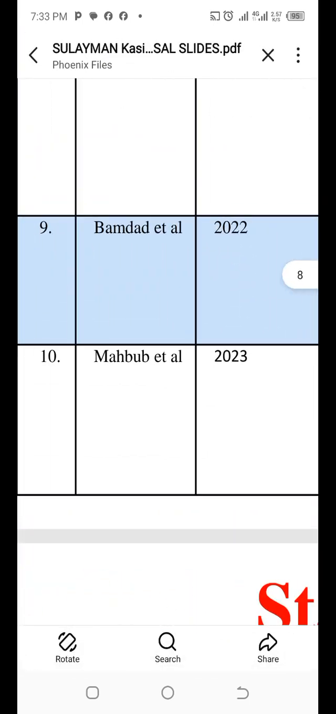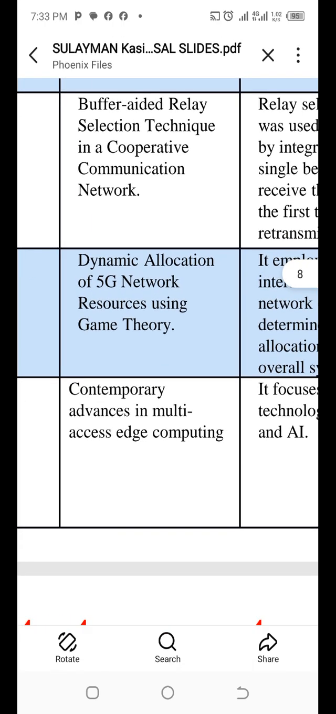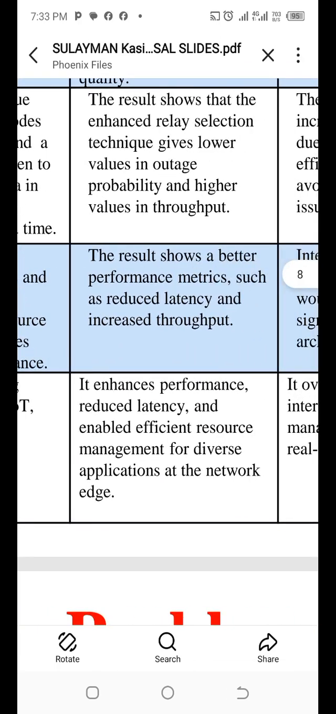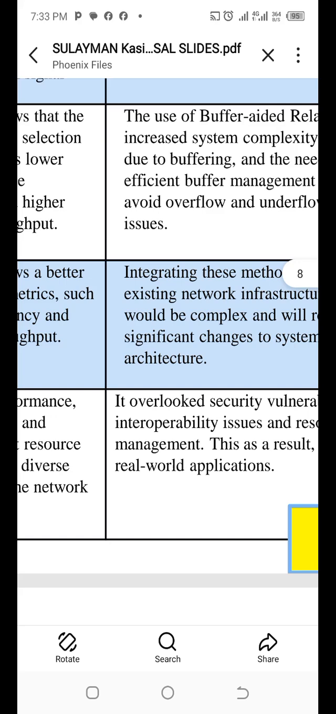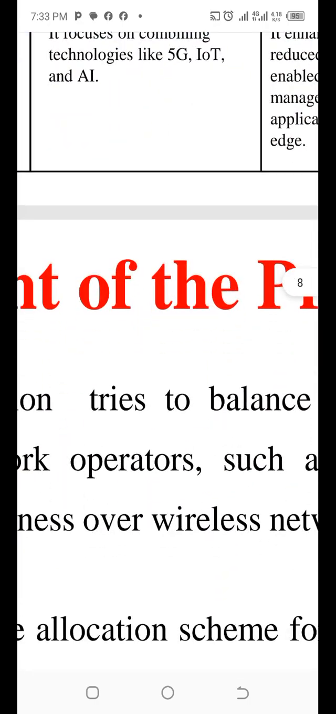Also, in 2023, Mabuk et al. proposed a topic titled Contemporary Advances in Multi-Access Edge Computing, and the approach used here is the integration of 5G technology, Internet of Things, and artificial intelligence. This approach also enhances the performance and reduces the latency. But the challenge here is that it overlooks security vulnerability. As a result, it limits real-world application.